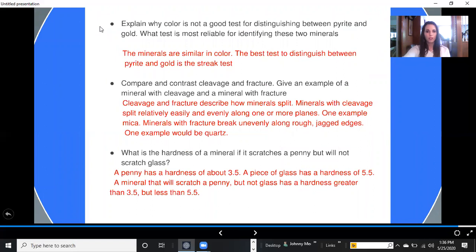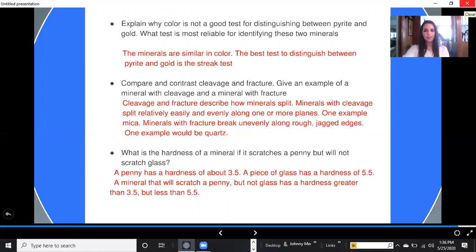So the first component, explain why color is not a good test for distinguishing between pyrite and gold. What test is most reliable for identifying these two minerals? The minerals are similar in color, so that's why color would not be a good test. The best test to distinguish between pyrite and gold is the streak test because they're going to have a different streak. You remember we talked about in our last lesson that the mineral pyrite is fool's gold because it's golden color. But its streak is always going to be kind of a dark blackish gray.